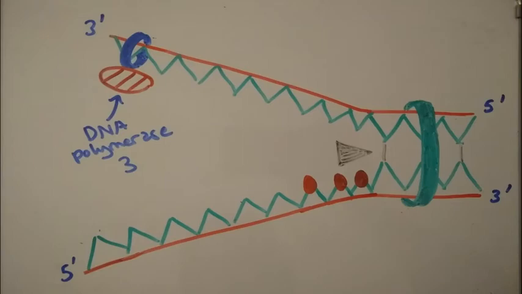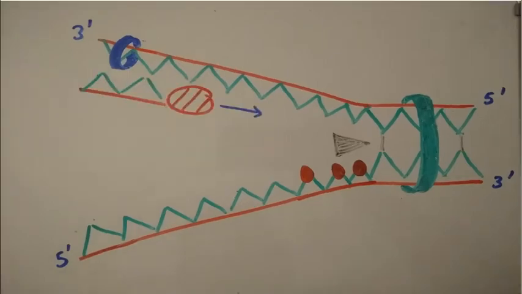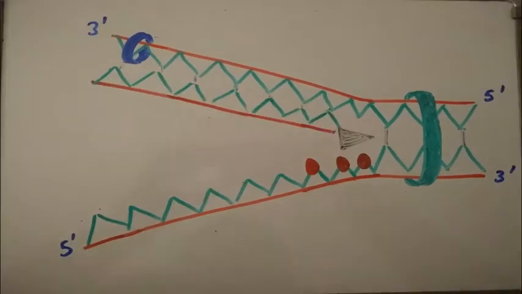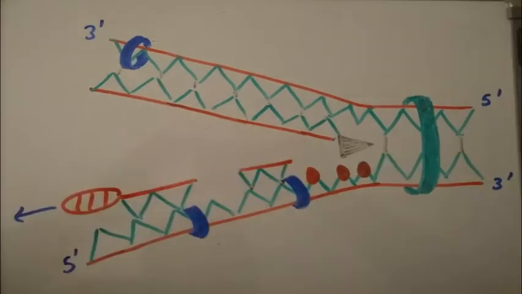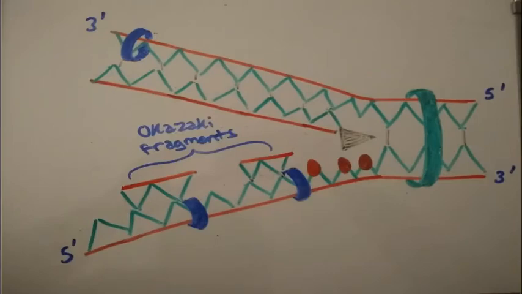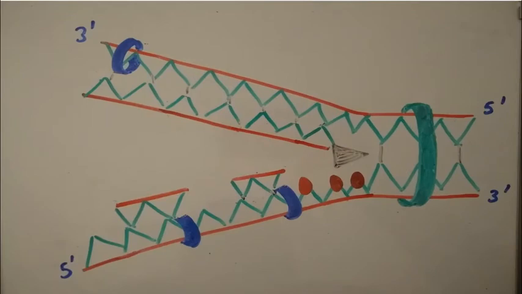On the leading strand, only one primer is required to extend the strand, forming a continuous chain. However, on the lagging strand, the strand is extended away from the replication fork. This causes fragments known as Okazaki fragments to form rather than a continuous chain. In this case, a primer is needed for each fragment.